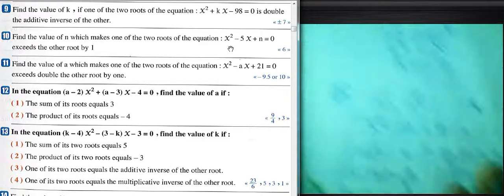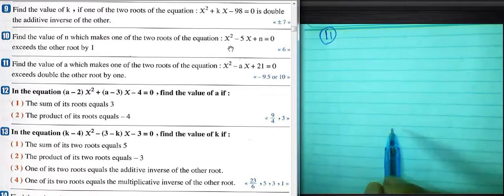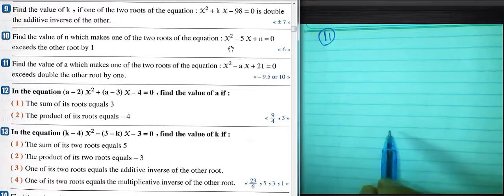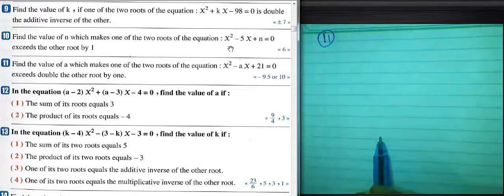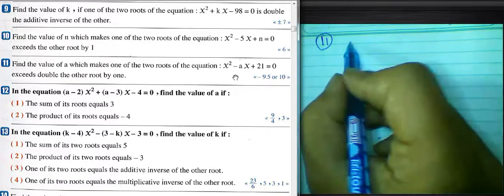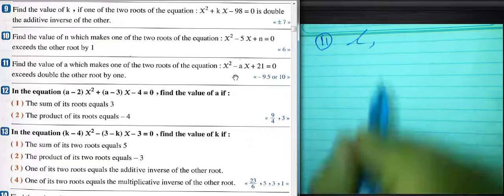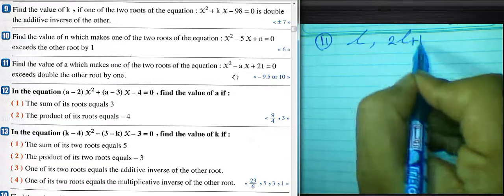Question number 11. Find the value of a which makes one of the two roots of the equation x power 2 subtract ax plus 21 equals 0 exceed double the other root by 1. So we can find the first root l, and the second will be 2l plus 1.